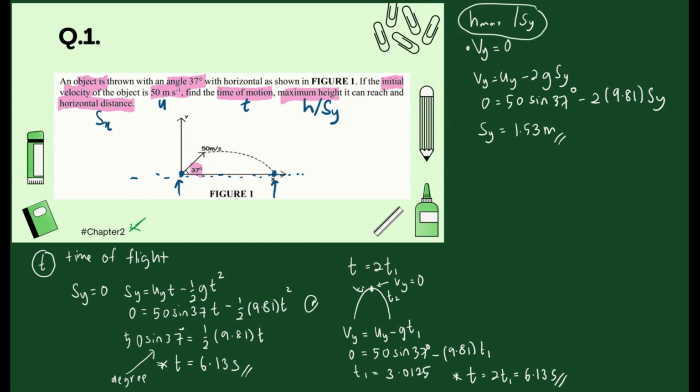And the third quantity to find is the horizontal distance, SS. We just apply the equation SS is equal to UX T. We have got T, so UX is equal to 50 cos 37 degree, and our T is equal to 6.13 seconds. Your horizontal distance is supposed to be 244.98 meter.